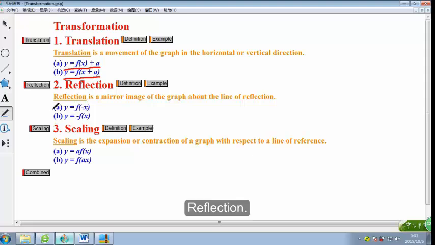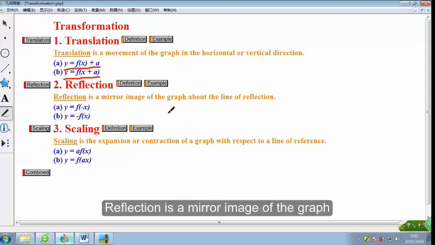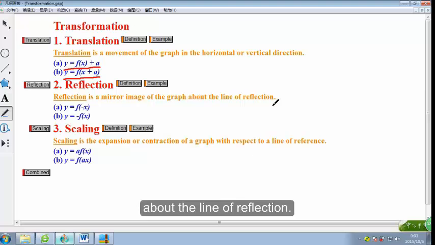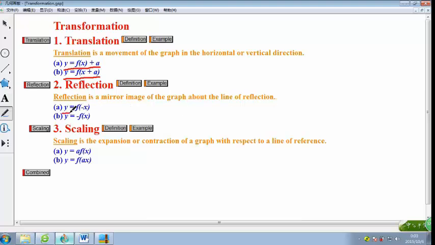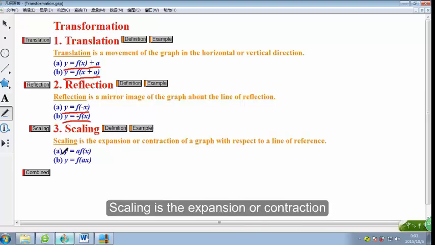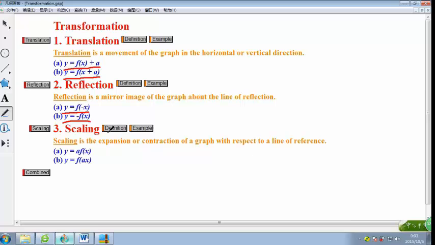Reflection. Reflection is a mirror image of the graph about the line of reflection. We have learned reflection about y-axis and reflection about x-axis. Scaling. Scaling is the expansion or contraction of the graph with respect to a line of reference. We have learned scaling parallel to y-axis and scaling parallel to x-axis.